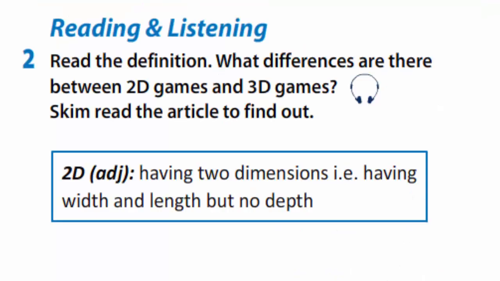In exercise 2, you are to read the definition. 2D, having two dimensions, having width and length but no depth. What differences are there between 2D games and 3D games? Listen to the opinion. 3D games are more realistic than 2D games and have immersive gameplay. Both types of games have storylines, but 2D games are simpler and have pixelated characters.